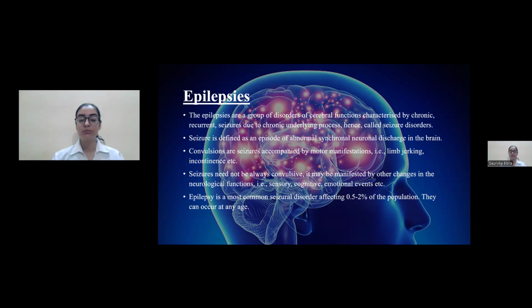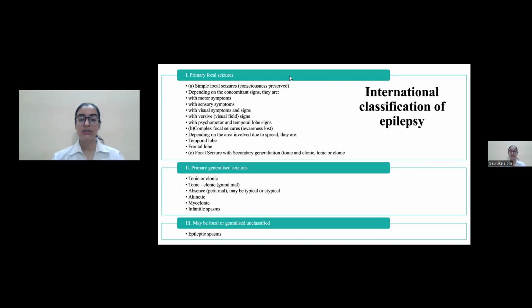Now, epilepsy is the most common seizure disorder, affecting 0.5 to 2% of the population, and it can occur at any age. Now we will see the international classification of epilepsy. There would be primary focal seizures, primary generalized seizures, and seizures that could be focal or generalized. Primary focal seizures are divided into three types: simple focal seizure, complex focal seizure, and focal seizure with secondary generalization.